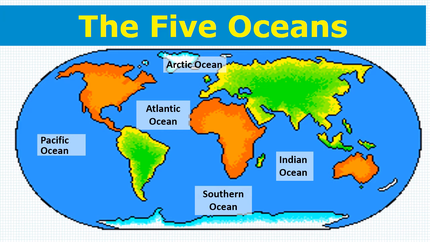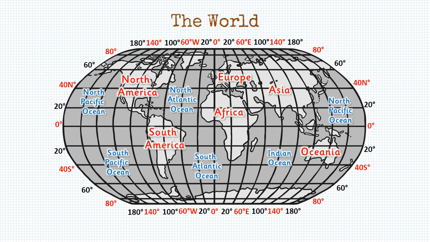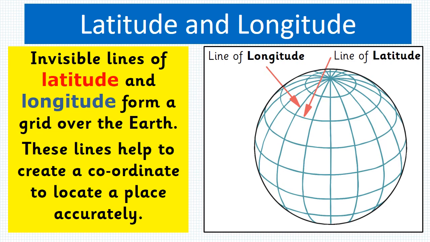Here we have another representation of Earth. And here you notice that the lines are horizontal as well as vertical. Let's learn what these lines are all about. Now we are going to learn about lines of latitude and longitude. Invisible lines of latitude and longitude form a grid over the Earth. These lines help to create a coordinate system to locate a place accurately.